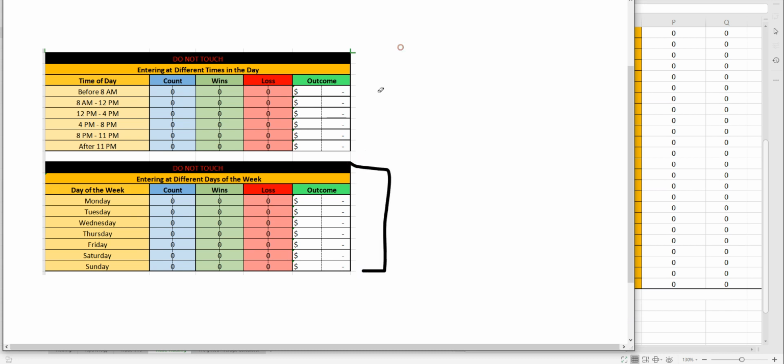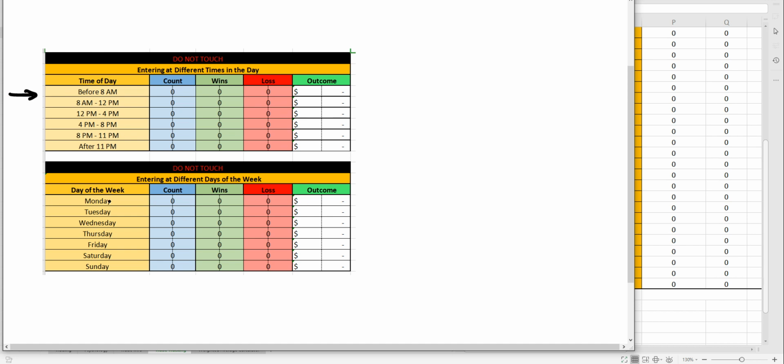So just by filling out the "when you entered" field, this is just going to indicate when you entered. So it'll tell you if you entered before 8 a.m. It'll tell you if you entered before any of these times by the count, and it'll tell you if you won the trade or lost the trade, and then the outcome. So all the trades added up, wins and losses before 8, and then obviously so on. Same thing with the different days of the week.